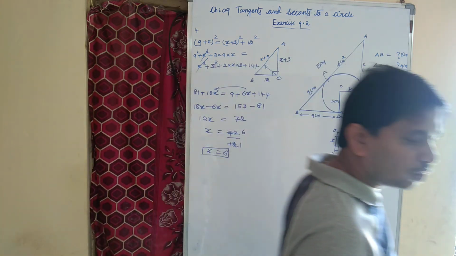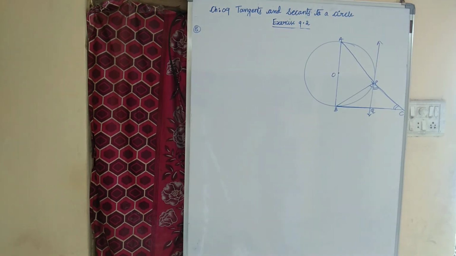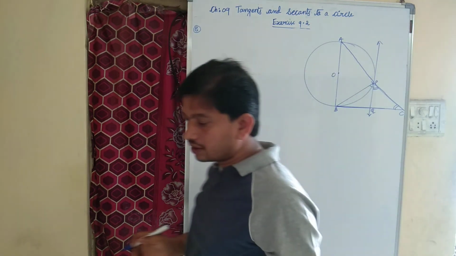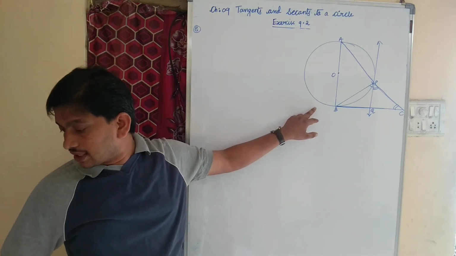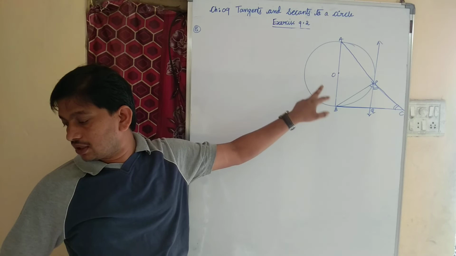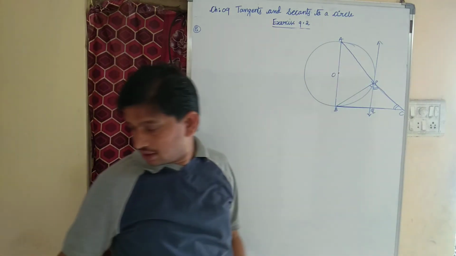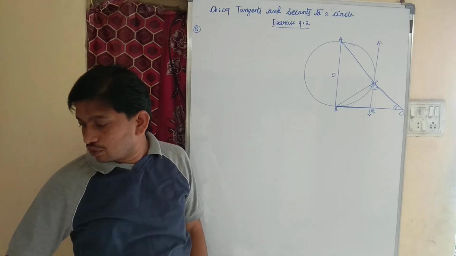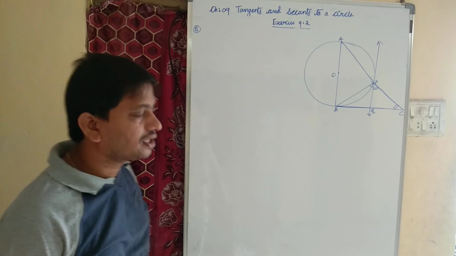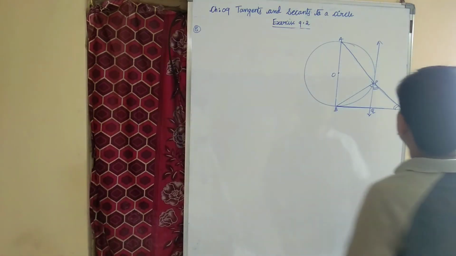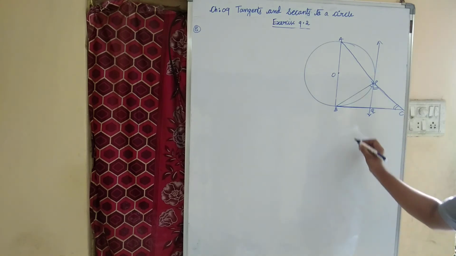Is it clear, children? I hope you understood question number 4. Now coming to question number 8. In a right triangle ABC, a circle with side AB as diameter is drawn to intersect the hypotenuse AC in P. Prove that the tangent to the circle at P bisects the side BC. This tangent at point P bisects the side BC.